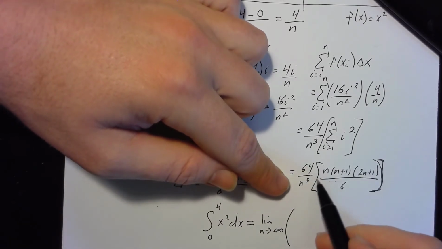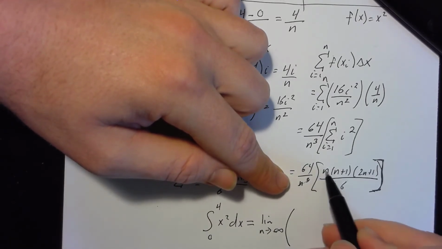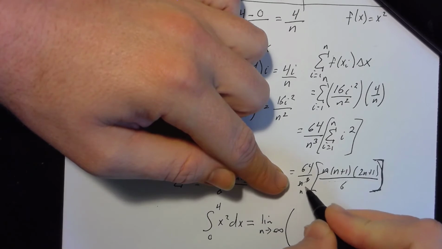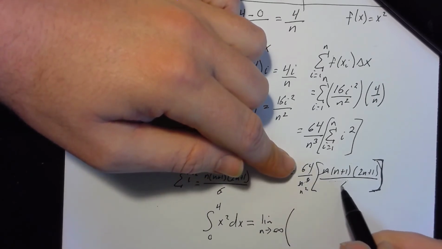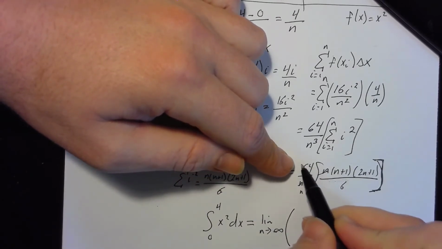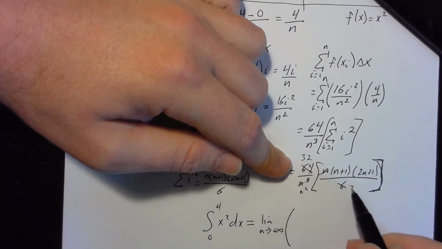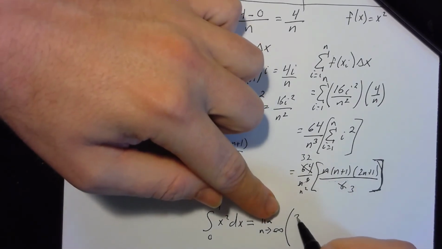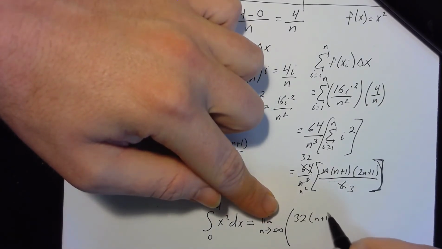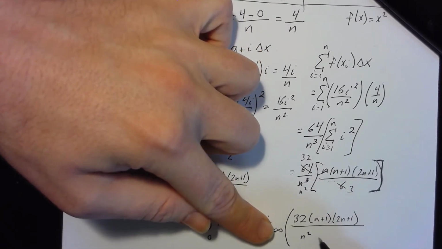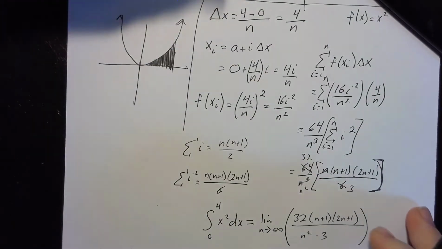Now I'm going to cancel some things out as I go. This n cubed can cancel out with n and leave me with n squared on the bottom. The 64 and the 6 can cancel out, leaving me with a 32 and a 3 on the bottom. So now I'm going to end up with 32 times n plus 1 times 2n plus 1 divided by n squared times 3. Okay, this is almost done.